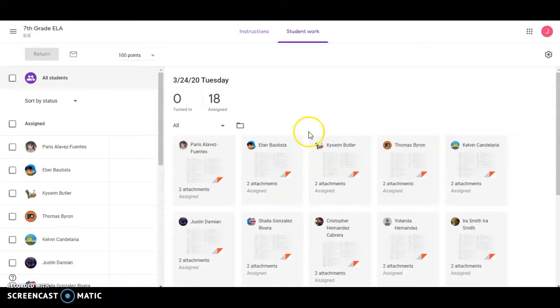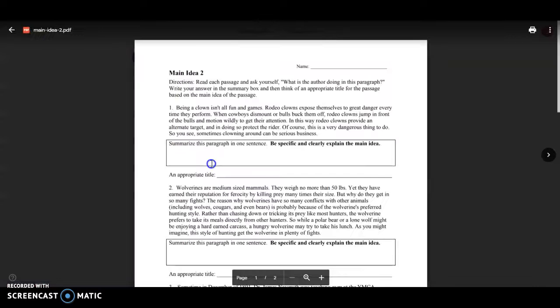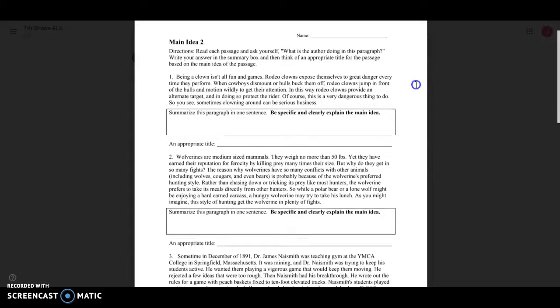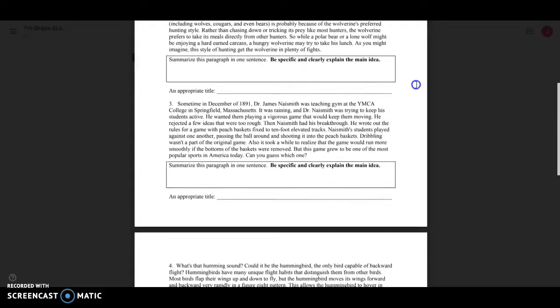Now, if we click into the assignment, we go into instructions. It's fairly straightforward. Today, for reading, you need to focus on main idea. Watch the review video before completing the activity. Write answers on loose leaf or worksheet. Take a picture and send it to Ms. Collier. So when you finish this worksheet that's posted right here, your answers should be written either in your writer's notebook or on a loose leaf of paper, and you need to take a picture and upload that through your email or through Google Classroom. Make sure Ms. Collier or myself can reach it so we can give you a grade.